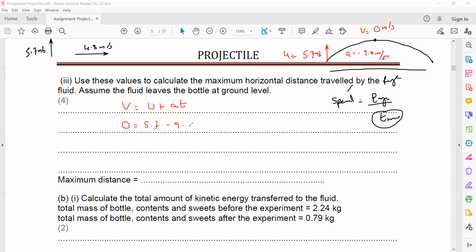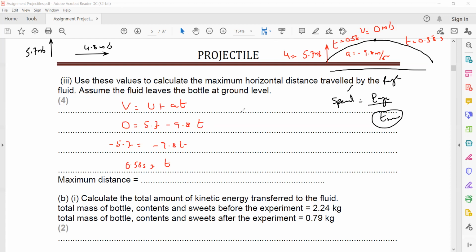Acceleration is due to gravity, which is minus 9.8, and time is t. When we solve, it will be minus 5.7 equals minus 9.8 times t. So minus 5.7 divided by minus 9.8 will give us the time to reach the maximum height. So it will be 0.58 seconds. So 0.58 seconds is just the time to reach the maximum height. The same time it will take to return from maximum height to the same ground level, 0.58.